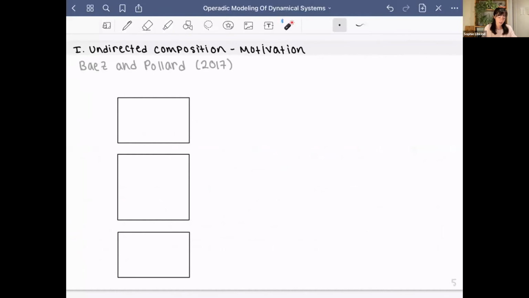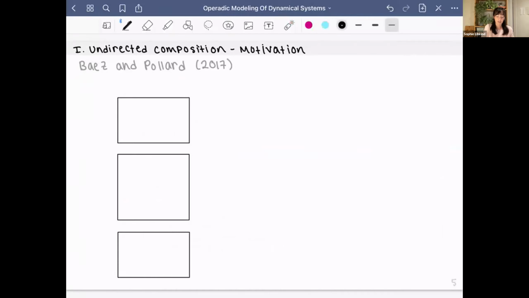So we're going to start again with undirected composition. A lot of the mathematics for this part of the talk comes from, or is grounded in, this paper by John Baez and Blake Pollard in 2017 about the composition of chemical reaction networks.